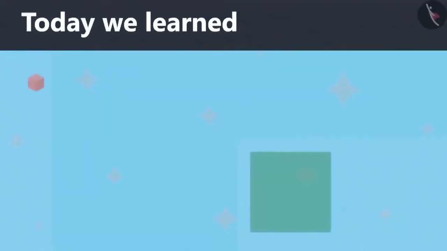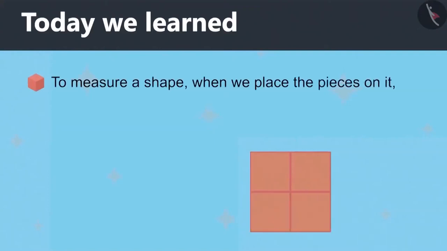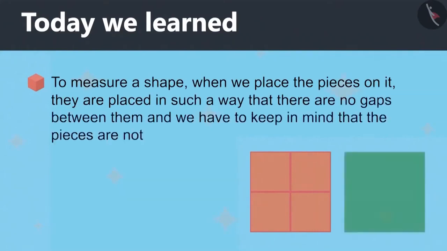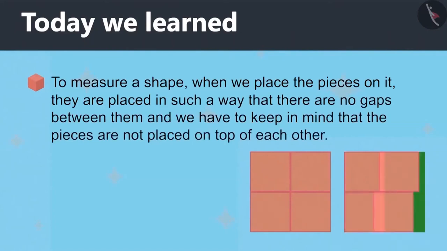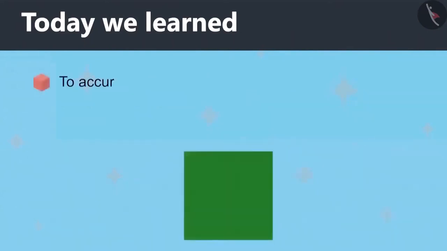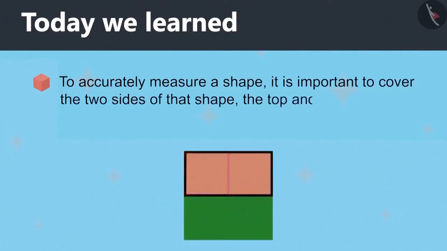Today we learned that to measure a shape, when we place the pieces on it, they are placed in such a way that there are no gaps between them. And we have to keep in mind that the pieces are not placed on top of each other. And to accurately measure a shape, it is important to cover the two sides of that shape, the top and the side edge.